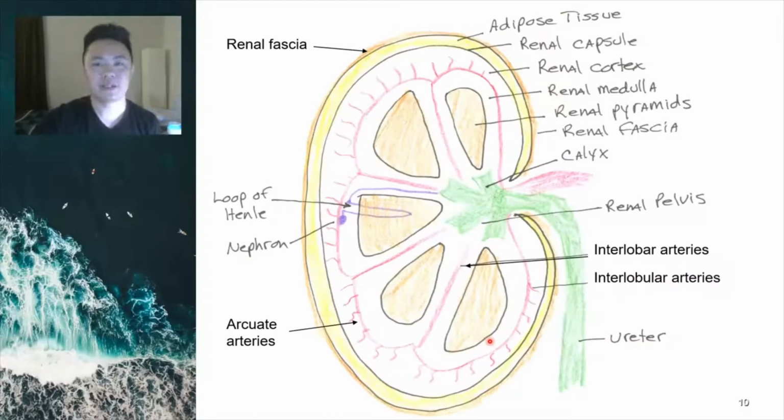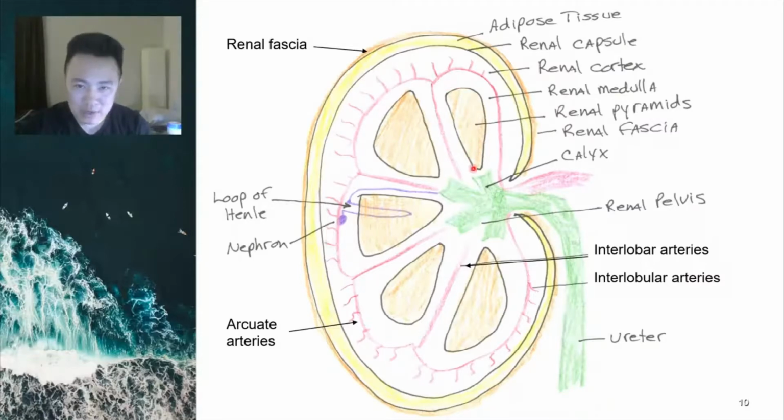Here's a very nice diagram showing you that. As you can see here, we've got the renal fascia, which is on the outside and covers the kidney. You've got here the renal capsule, which is on the outside here. This is actually the adipose tissue that surrounds it. The renal capsule here is the outermost layer. And then you've got the renal cortex. And then you have here the inner segment, which is the renal medulla.